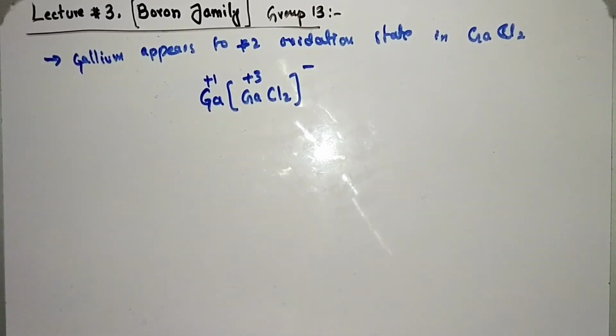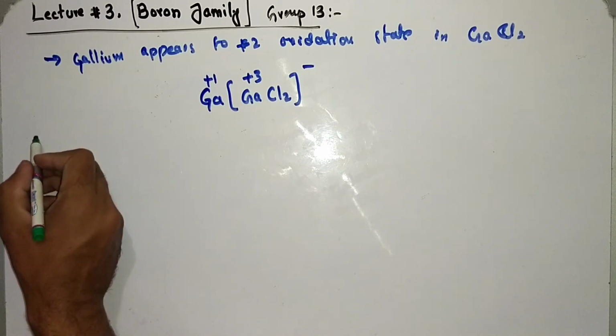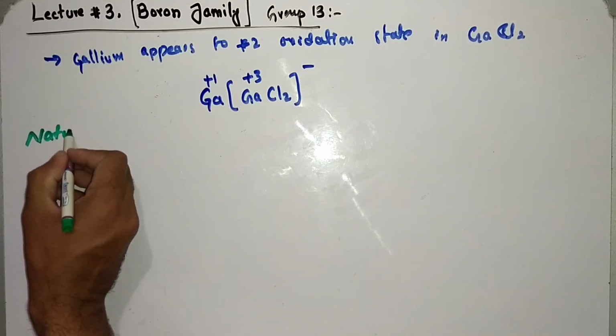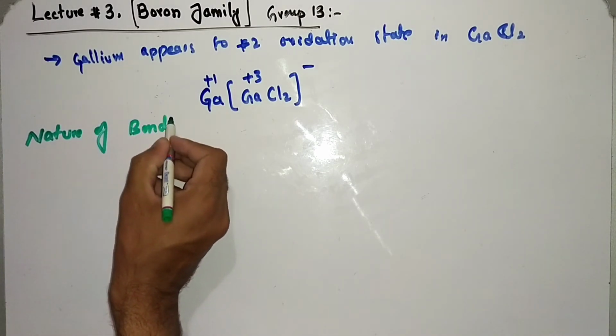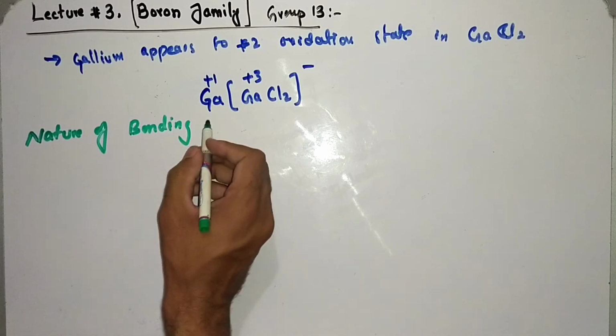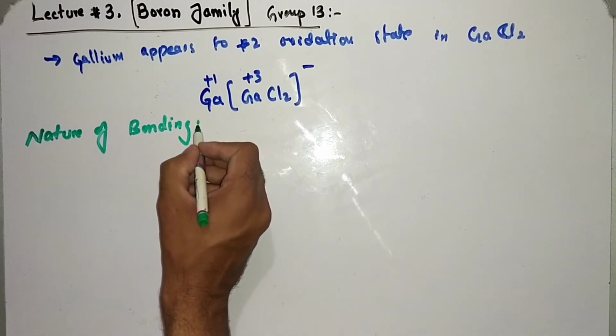Okay, let's proceed to the next point, that is the nature of bonding of the boron family. The next topic is one general characteristic, the nature of bonding of the boron family.